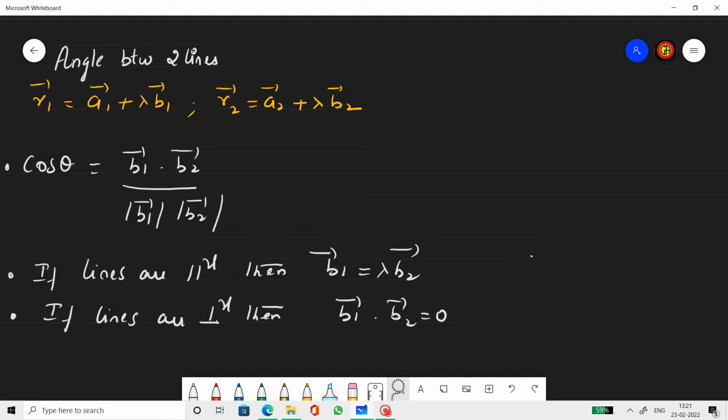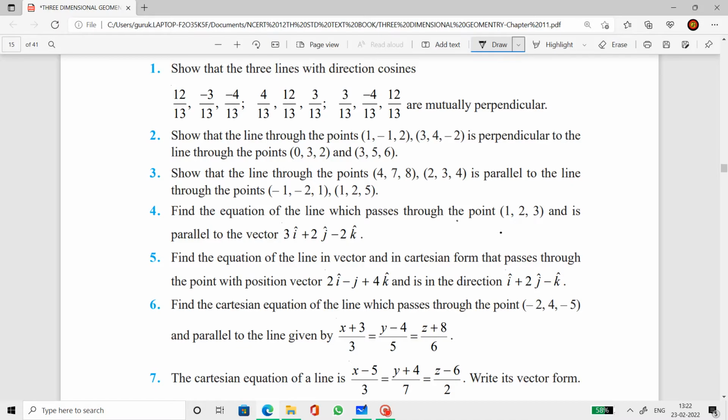This is the next type of questions in the second exercise. Okay, so let us see the book sums now. Here is the second exercise. I'm going to brief all these sums. Only some selective questions I'm going to do and show you, because these are concepts that you have already learned, so it's easy. Show that the three lines with the direction cosines are mutually perpendicular to each other.